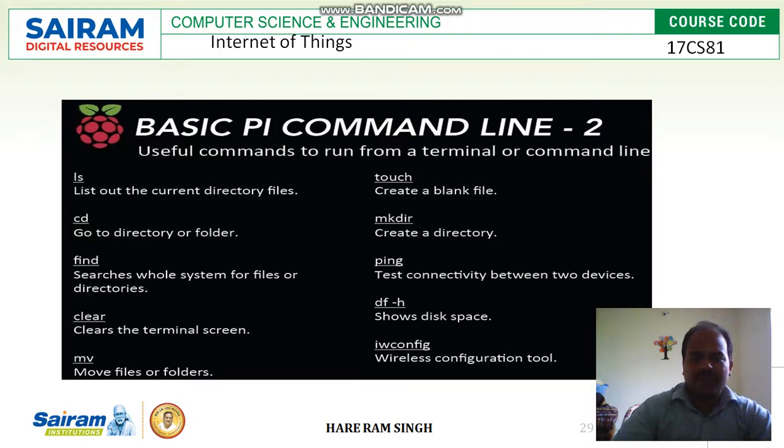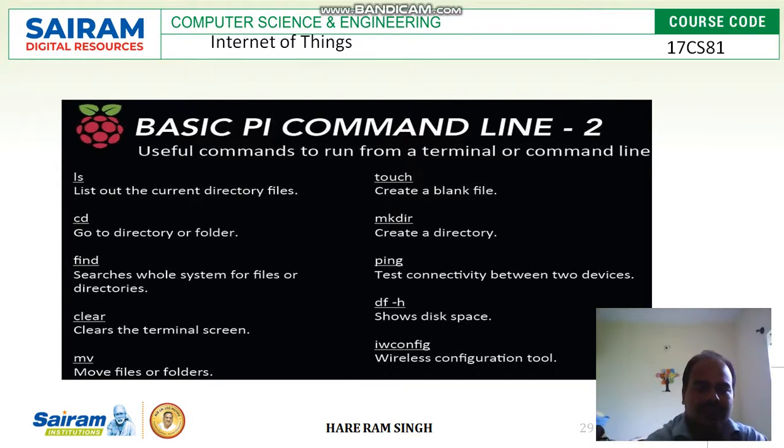Let us see basic command 2. Those come under basic command 1. Now basic command 2 will be discussed here. Useful commands to run from a terminal or command line. So from a terminal or command line, what are the commands we can use to run the Raspberry Pi? So first is the ls command. It lists out the current directory files. The ls command is just like a Unix command which we have already studied in Unix.